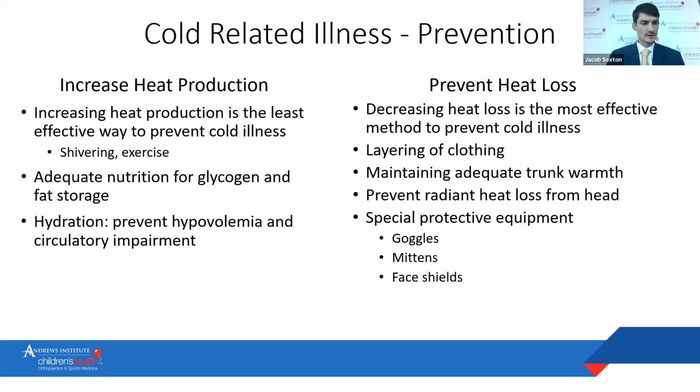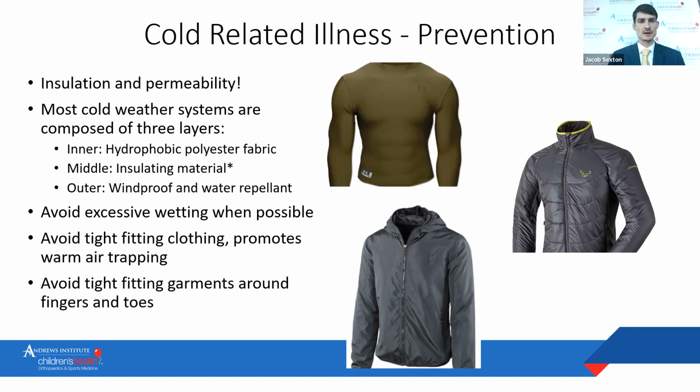The most effective way, though, is to prevent heat loss. That involves layering of your clothing, maintaining adequate trunk warmth, preventing radiant heat loss from the head, as well as using other special protective equipment, such as goggles to protect the eyes from UV exposure, mittens or gloves, as well as face shields or whatever you need to help prevent those extremities and digits, such as the nose, cartilage structures, fingers, and toes, from getting unnecessary exposures. Next, we're going to be talking about layering and prevention.